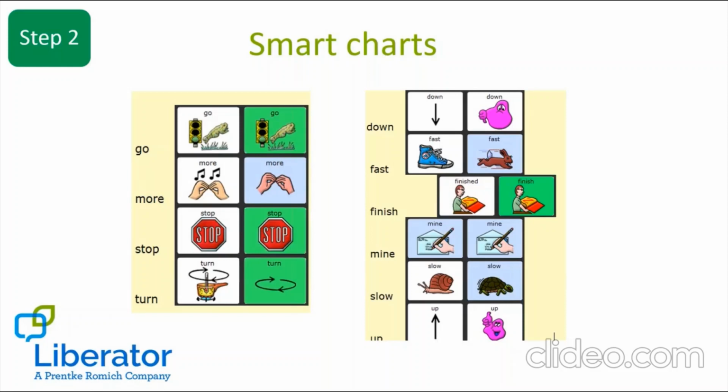With smart charts, where you could use them practically would be once you've created them in your Pass software, you can copy and paste them into a Word document, print them out, laminate them if you feel so inclined, and then you can hand them out to parents, to teachers, to anyone that's working with that device user, just as a visual prompt about, okay, these are the core words that we're focusing on, and this is how you find them.